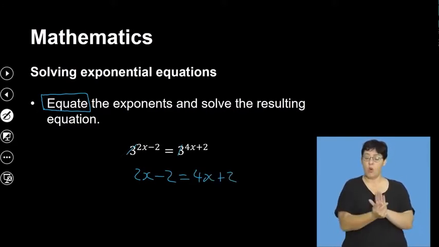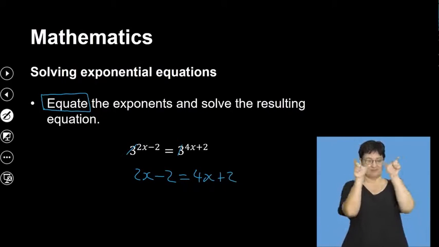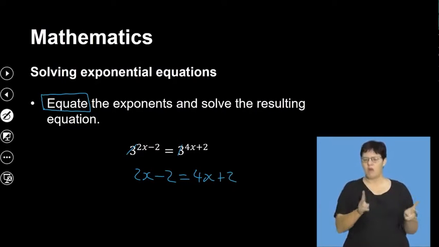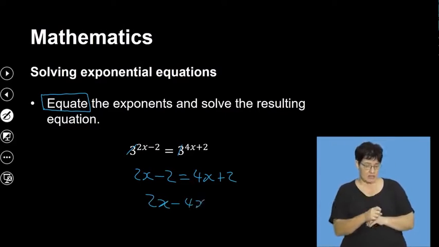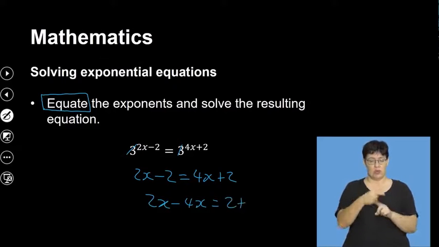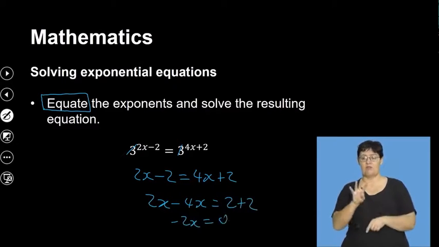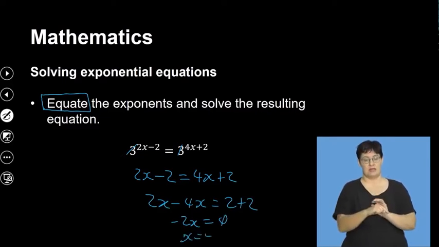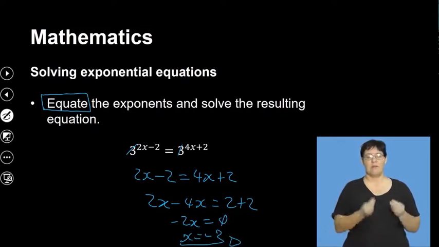So the law here is, when the bases are the same, definitely the exponents need to be the same. If you solve this using your normal algebra, it will be 2x minus 4x equals 2 plus 2, which is negative 2x equals 4, and then I will have x equals negative 2 as my final answer there. And that's what you will therefore need to do there.